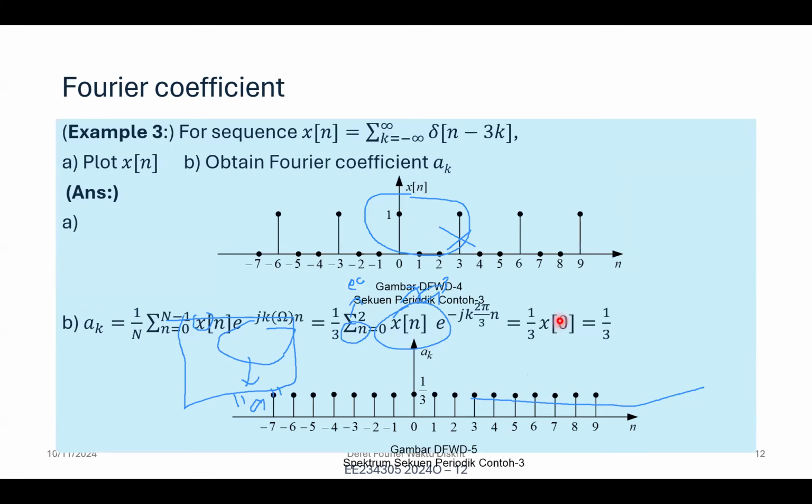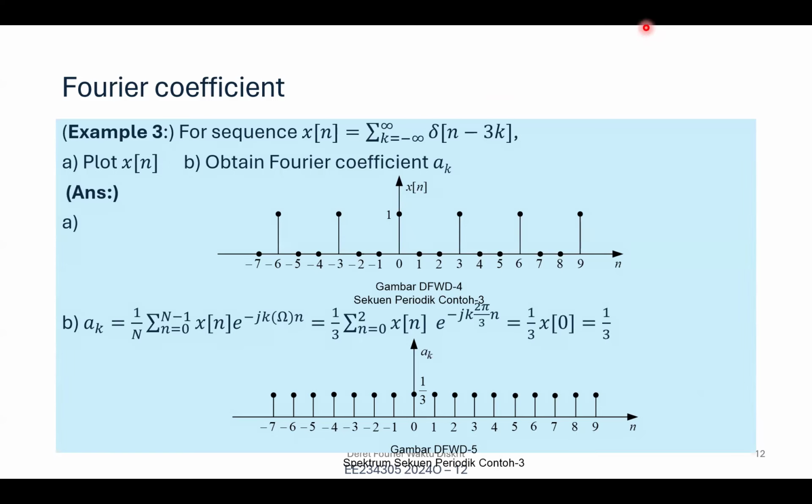So the third example here is still for the Fourier coefficient. Let me pause it. All right, so we continue into our next example. So this is example 3. So suppose that we have the sequence. Now, this is in the form of unit impulse, unit impulse delta, but now it's delta n minus 3k.